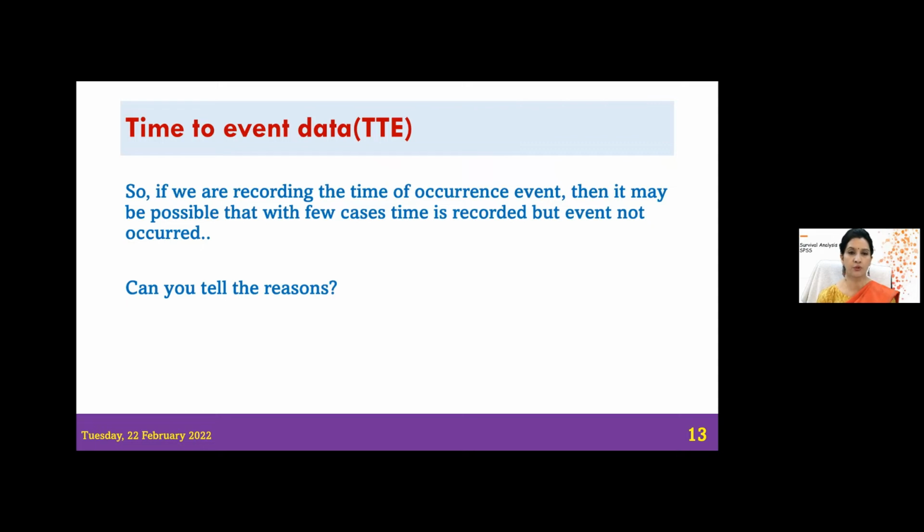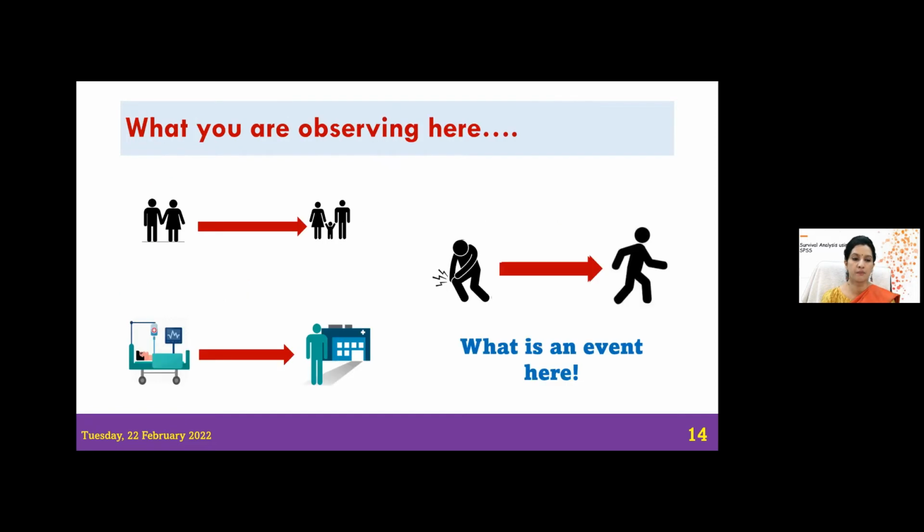Now, this time-to-event data, like I have explained, if we are recording the time of the occurrence of the event, then we can have a few cases recorded, but there will be a few cases which will not have that particular outcome, because we cannot follow up forever. We should have some cutoff where we stop the follow-up period. So we will learn about this concept, known as censoring, in the later part of the presentation.